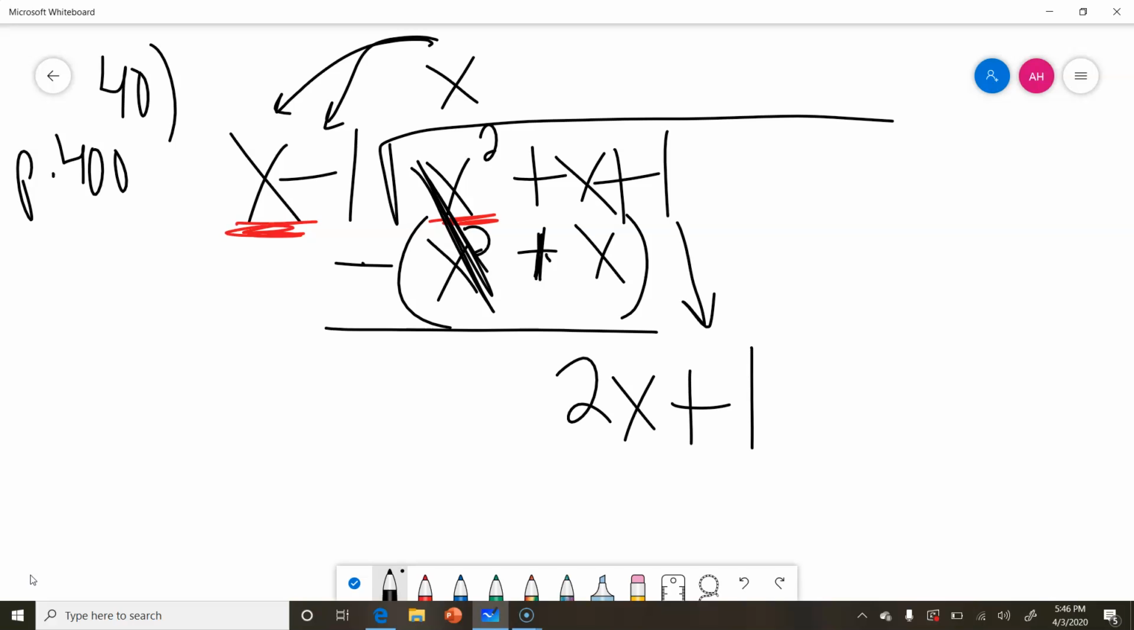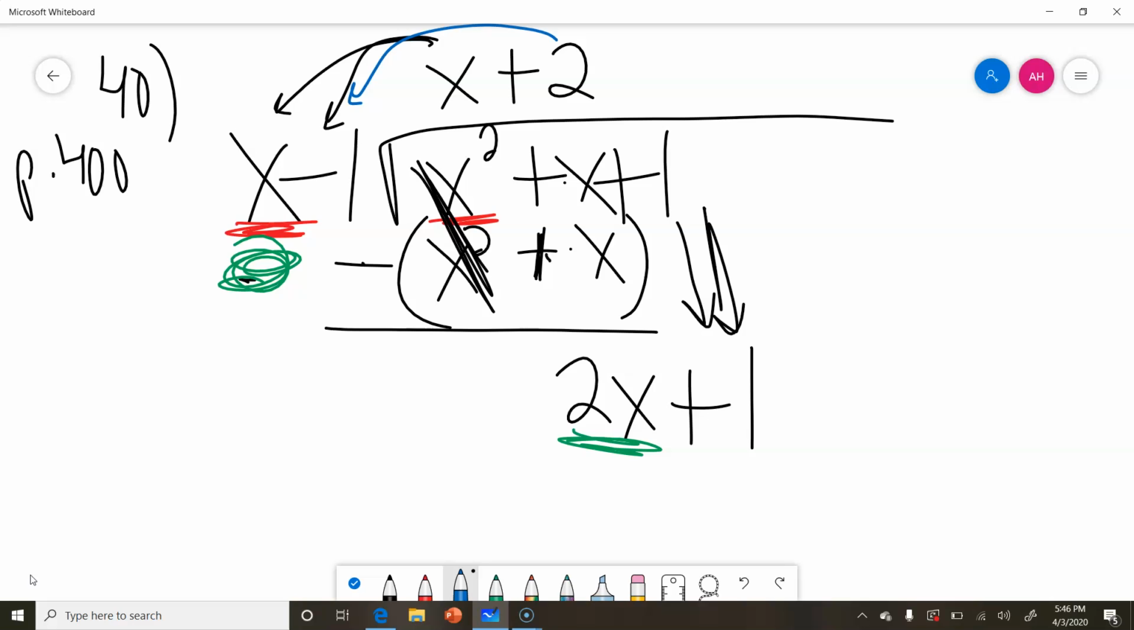The plus 1 carries down. x plus x is 2x. Carry down the 1. Now I say, how many times can this x go into this 2x? Well, that's just 2 times. So that's plus 2. So now I distribute and take this 2 times the negative 1, which is negative 2. Then this 2 times the x, and I get 2x.